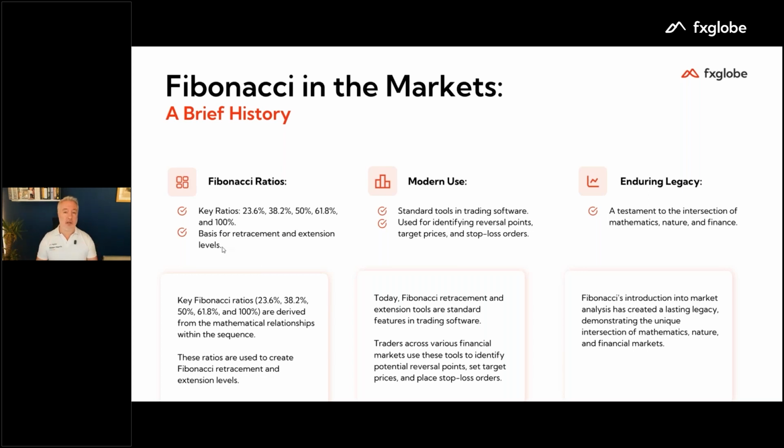So let's just very quickly recap where we are. We use Fibonacci measurements to help us identify potential entry points around where the market is pulling back to, which could also then line up with support and resistance. And we can use Fibonacci extension measurements to identify potential targets once we've entered that trade. So today, Fibonacci retracements and extension tools are just standard in pretty much every trading software or platform, and traders across various financial markets use these tools to identify potential reversal points, set target prices, and place stop loss orders.